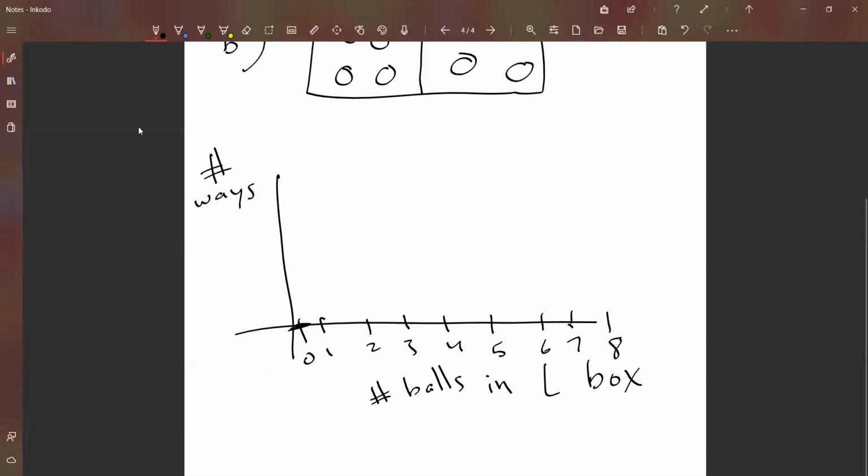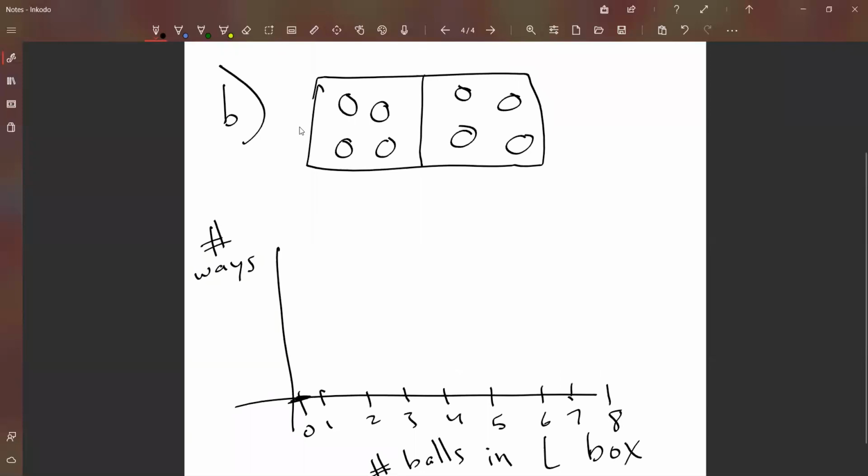Okay, how many ways are there of finding 1 ball in the left box? Actually, there's 8 different ways. If you numbered all of these balls, etc., there's 8 different ways you could find a single ball in the left box. You could have ball number 1 in the left box, or ball number 5, etc. So I would draw a bar that's got a height of 8. Wow, this is really sloppy.